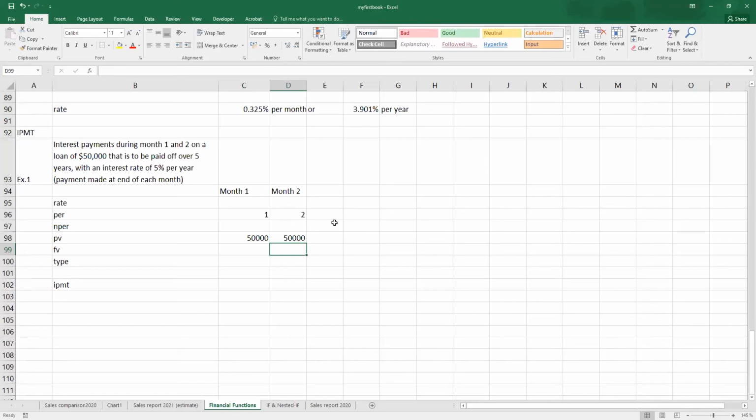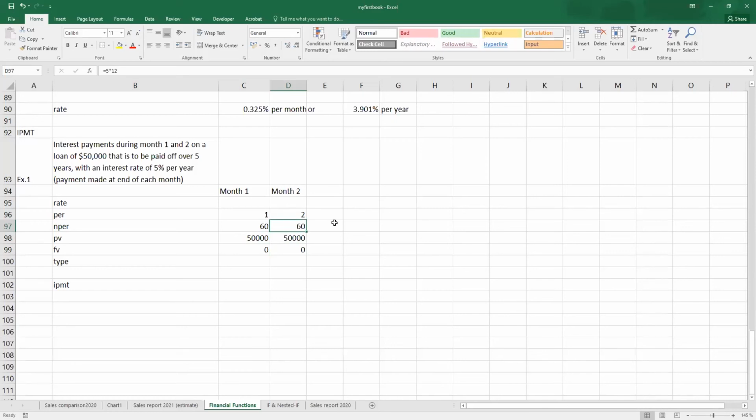Next, you want to pay them off over 5 years. Paid off means that the future value is 0. Over 5 years means you would like to pay off in 5 years, so NPER is 5 years, but you pay monthly, so in this one it is 5 times 12 for both of them.